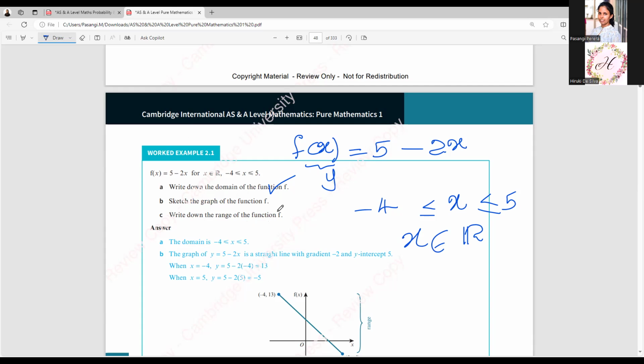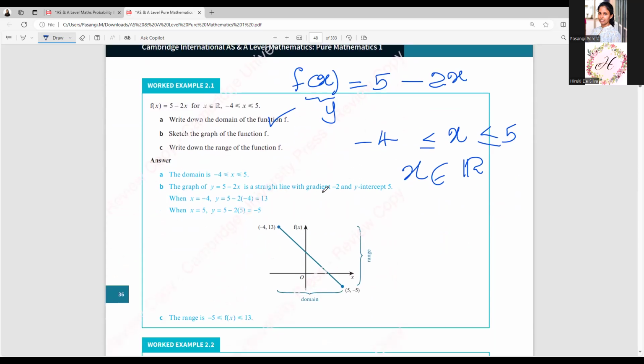Write down the range of the function f. Range means the codomain, and codomain means the output, the set of output values. When it comes to the set of output values, what would the values be? They have taken -4 and 5, so we have to substitute these values and find out the minimum value for y and the maximum value for y.